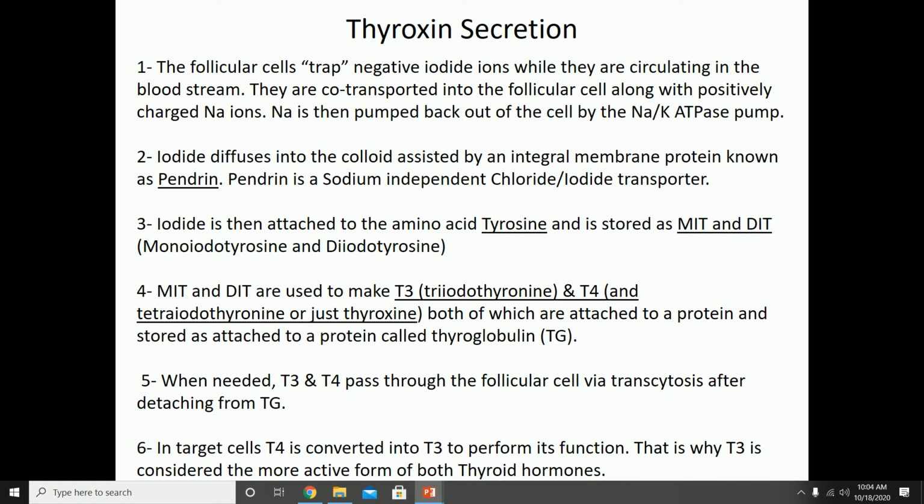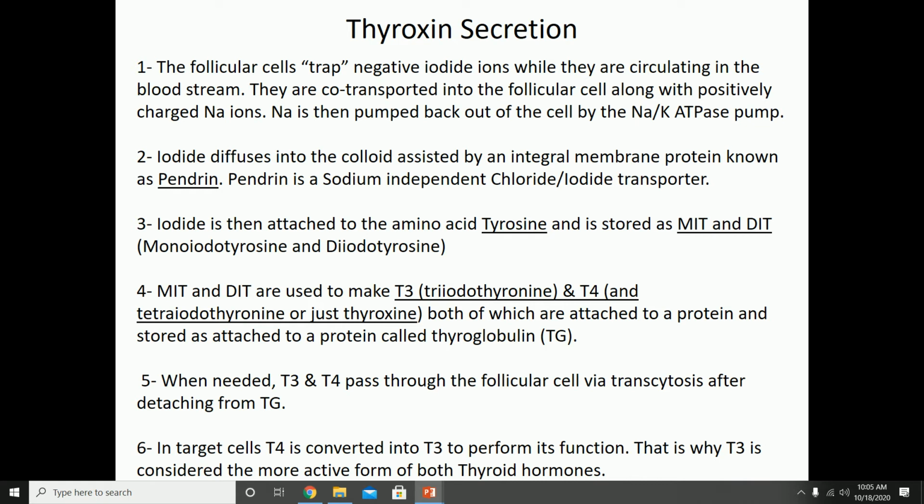Pendrin is a protein transporter. It transports both chloride and iodide, and because it does not depend on sodium, it is called a sodium-independent chloride/iodide transporter. Well, that iodide is now in the colloid. It'll be attached to the amino acid tyrosine to make MIT or DIT, which stand for monoiodotyrosine or diiodotyrosine. Monoiodotyrosine means tyrosine plus one iodide. Diiodotyrosine would be tyrosine plus two iodide ions.